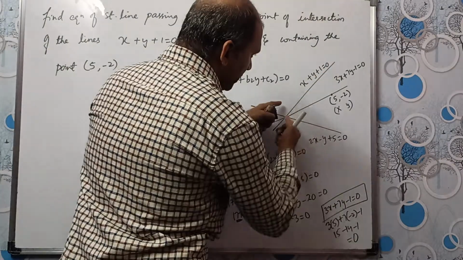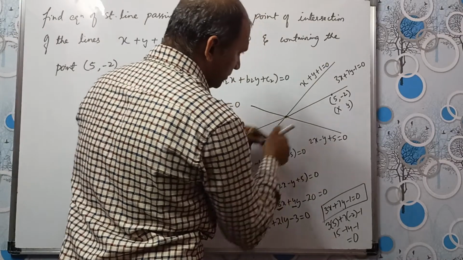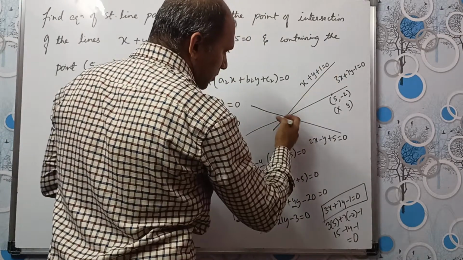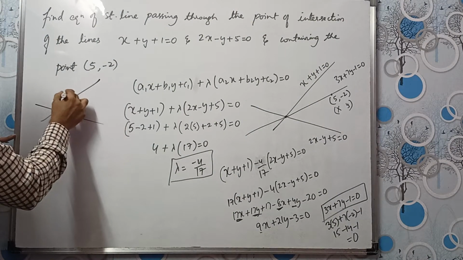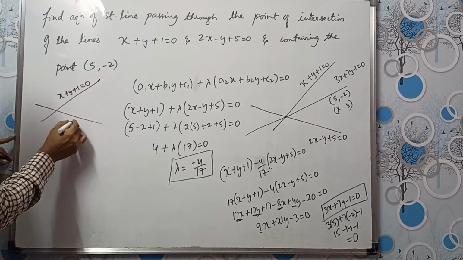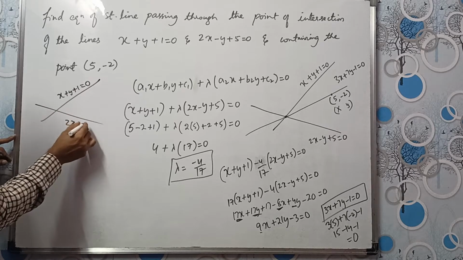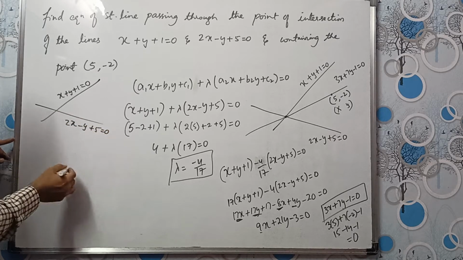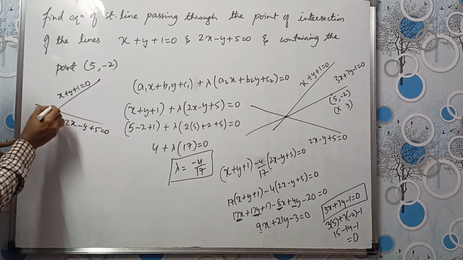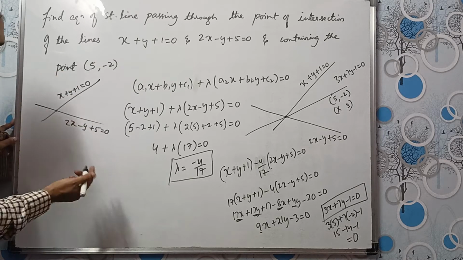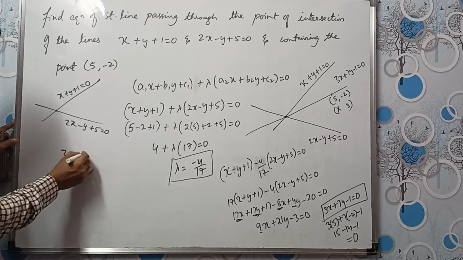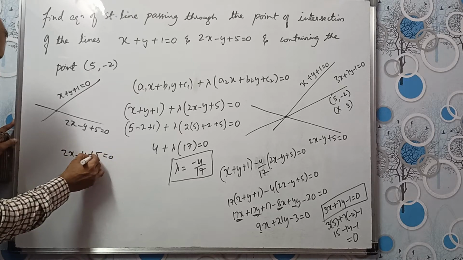See, we know how to find the value of this point. We have two lines, x plus y plus 1 equal to 0 and 2x minus y plus 5 is equal to 0. We know how to find the point of intersection of these two lines by using the elimination method. Let us simplify these two lines.